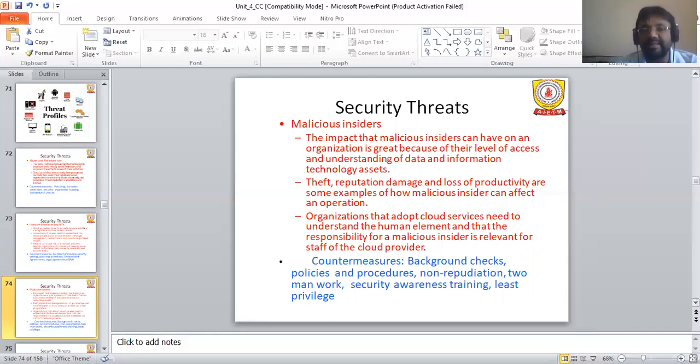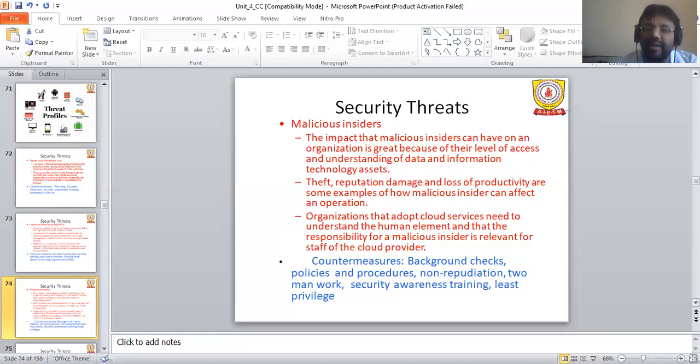Next are malicious insiders. The impact that malicious insiders can have on an organization is great because of their level of access and understanding of data and information technology assets. Theft, reputation damage, and loss of productivity are some examples of how malicious insiders can affect an operation. Organizations that adopt cloud services need to understand the human element, and the responsibility for malicious insiders is relevant for the staff of the cloud provider. So countermeasures are background checks, policies and procedures, non-repudiation, two-man working, security awareness training, and least privilege.